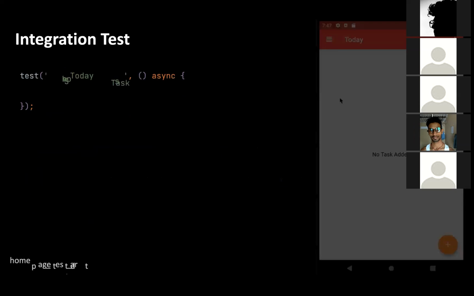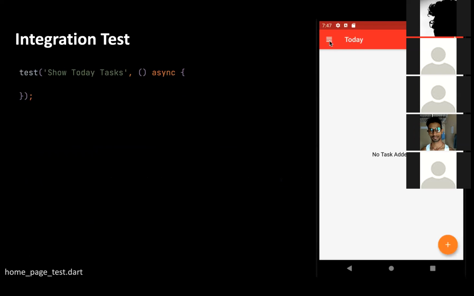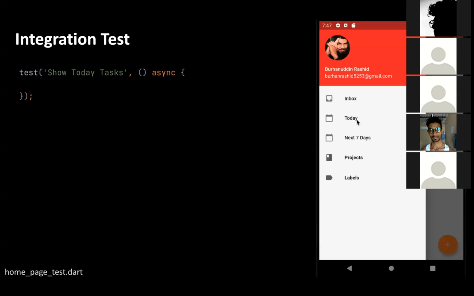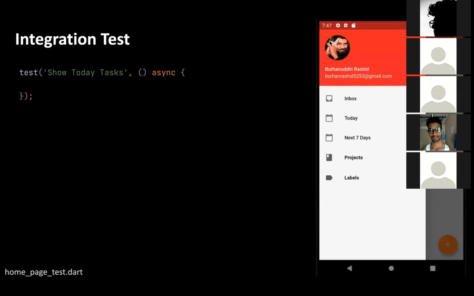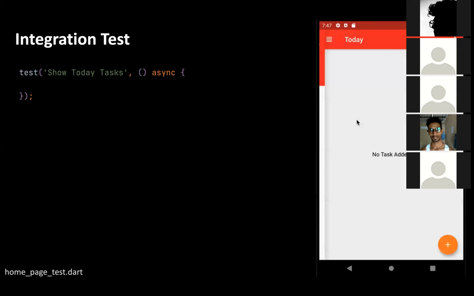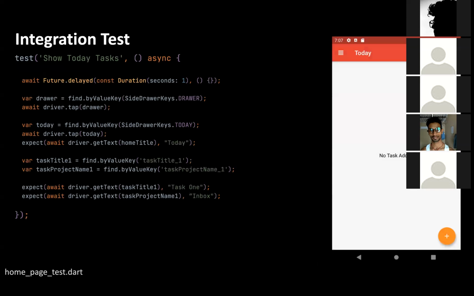Now, moving to some more complicated tests where I want to filter the task based on whatever I have selected. So let's say I'm selecting today, or I'm selecting next week, or I'm selecting any project or anything. Based on that, my task should be filtered. So I'm just writing a test here, show today's task, and I will write this test. I'll explain what actually it does.